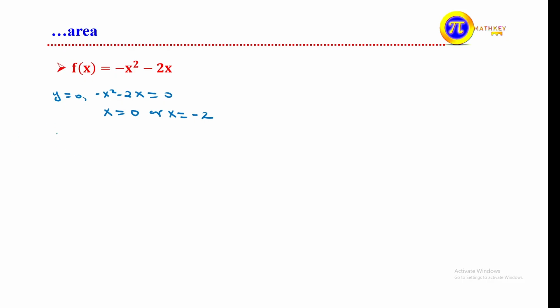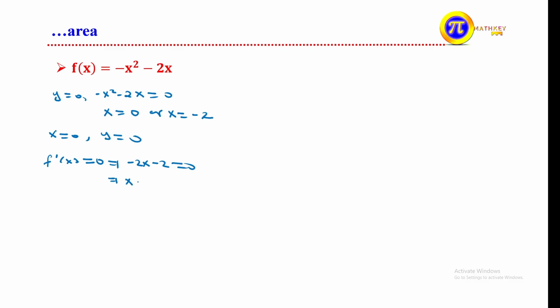And similarly, when x is 0, the value of y is equal to 0. After that, we can sketch a graph and find the maximum value. Let's find the maximum. What is that? Find the derivative of our function and set it equal to 0. Setting it to 0 gives the critical number: negative 2x minus 2 is equal to 0.